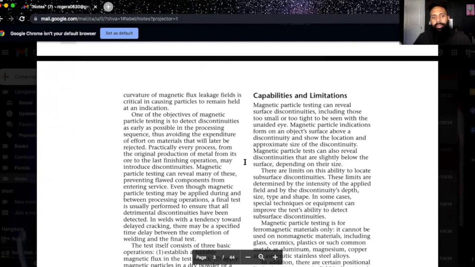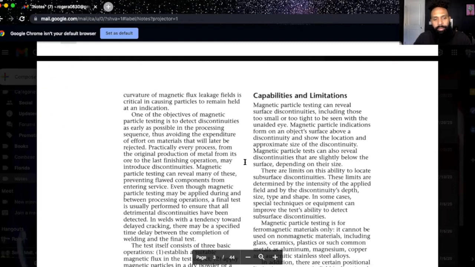One of the objectives of magnetic particle testing is to detect discontinuities as early as possible in the processing sequence, thus avoiding the expenditure of effort on materials that will later be rejected. Practically every process from the original production of metal from its ore to the last finishing operation may introduce discontinuities. Magnetic particle testing can reveal many of these, preventing flawed components from entering service.